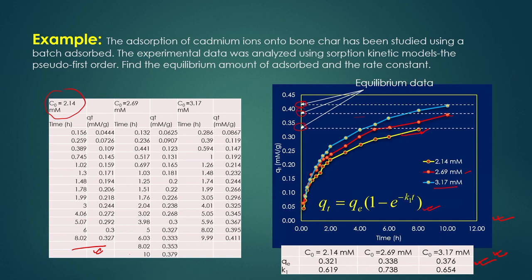So, I think you understood this problem. From this experimental data of time versus Qt value, you will be able to calculate the equilibrium amount of adsorbate, and also the rate constant, just by fitting this pseudo first order equation here.